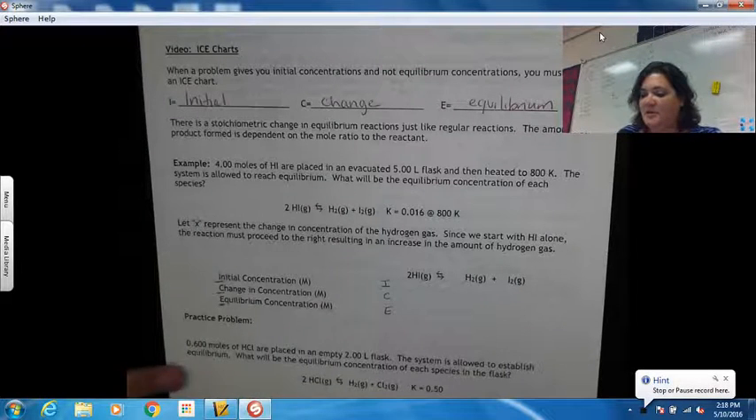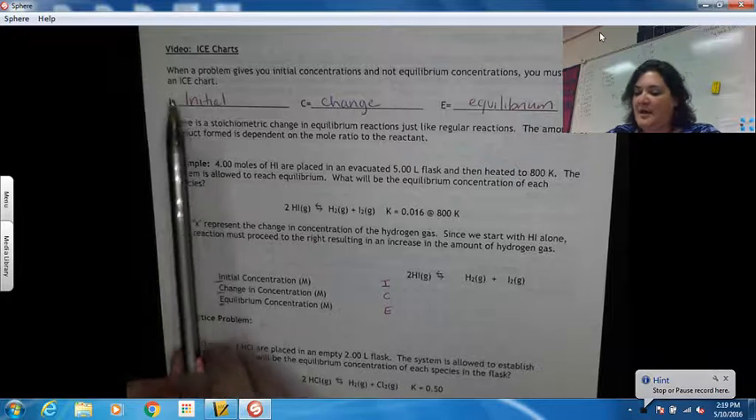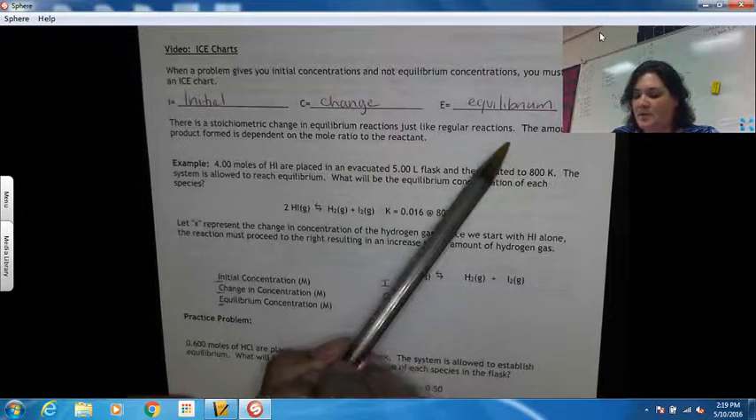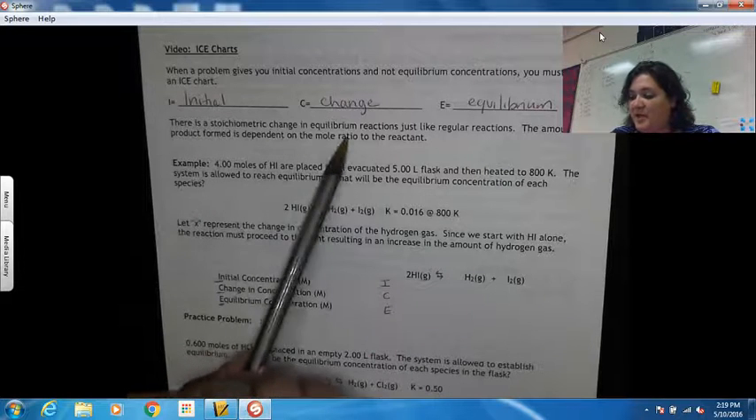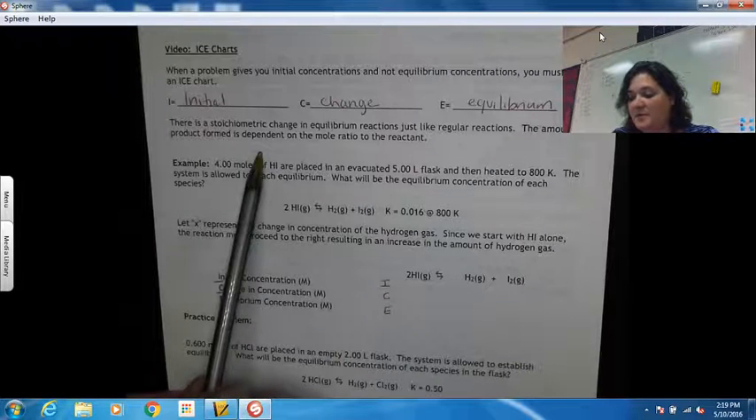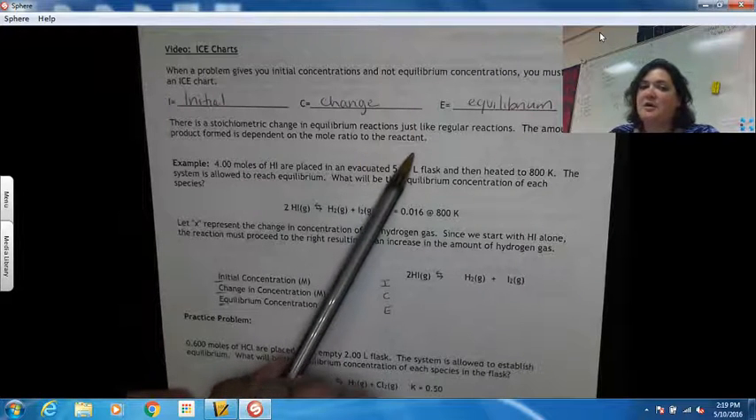Alright, in tonight's video we're going to talk about ICE charts. ICE stands for Initial, Change, and Equilibrium. Now there is a stoichiometric change in equilibrium reactions just like in regular reactions. So the amount of product formed is dependent on the mole ratio to the reactant.